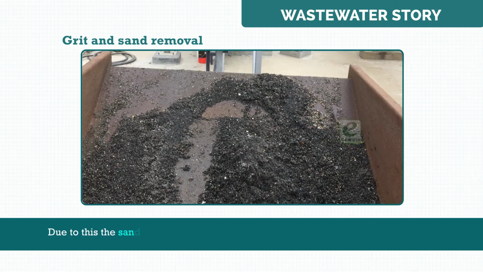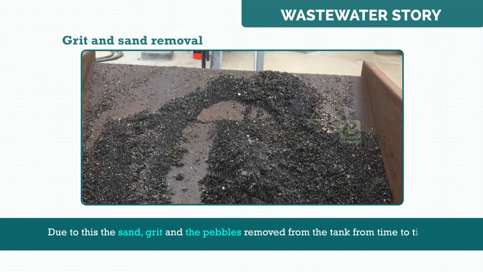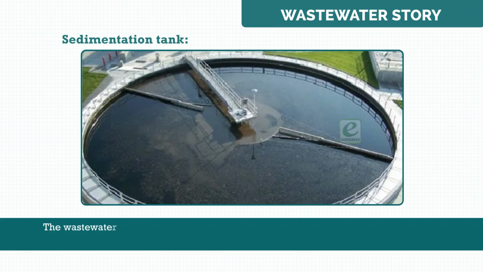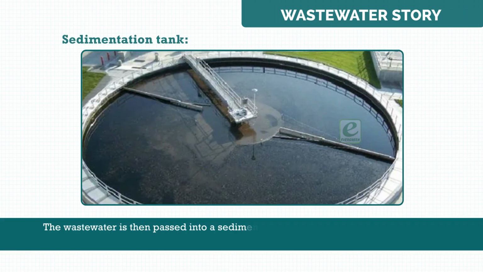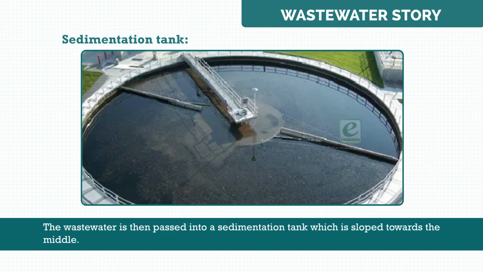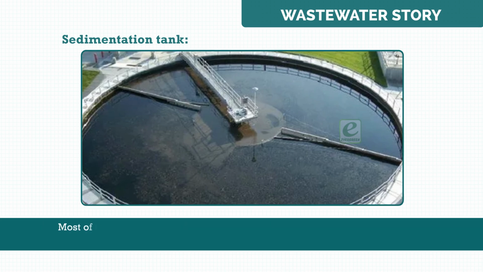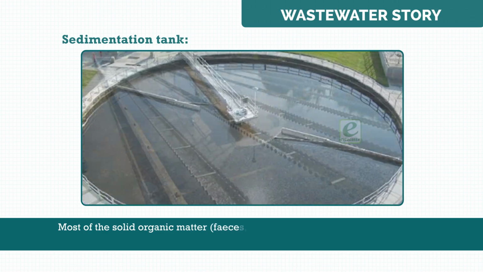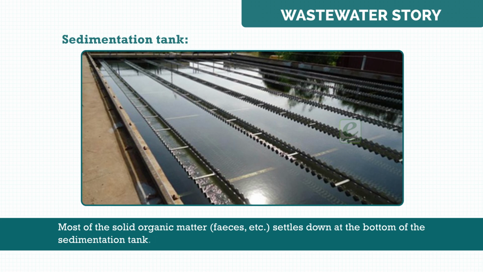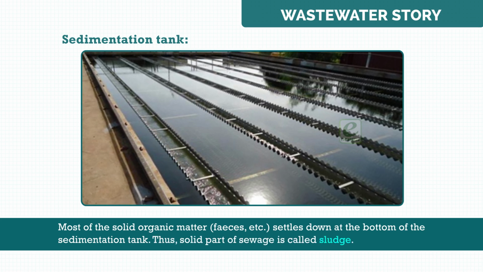Due to this, the sand, grit, and pebbles are removed from the tank from time to time. Sedimentation tank. The wastewater is then passed into a sedimentation tank, which is sloped downwards in the middle. It is allowed to stand there for a while. Most of the solid organic matter, feces, etc., settles down to the bottom of the sedimentation tank. This solid part of sewage is called sludge.